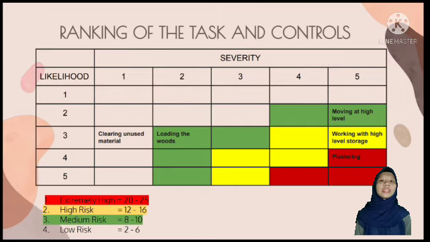Next, the table of ranking of the task and control shows that the low risk activity is clearing unused material because the rate of the risk is 3. The medium risk activities are loading the woods and moving at a high level. Besides, working with high level storage is a high risk because the risk is 15. The video at the construction place shows that the plastering activity is extremely risky, with the risk being 25.